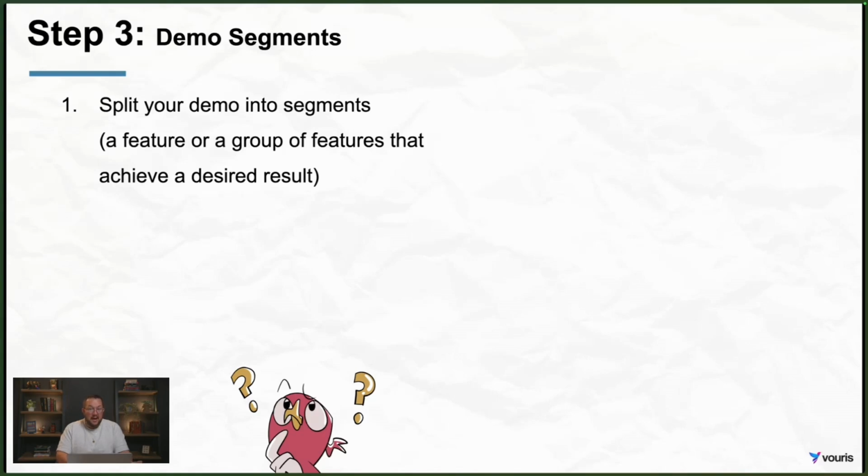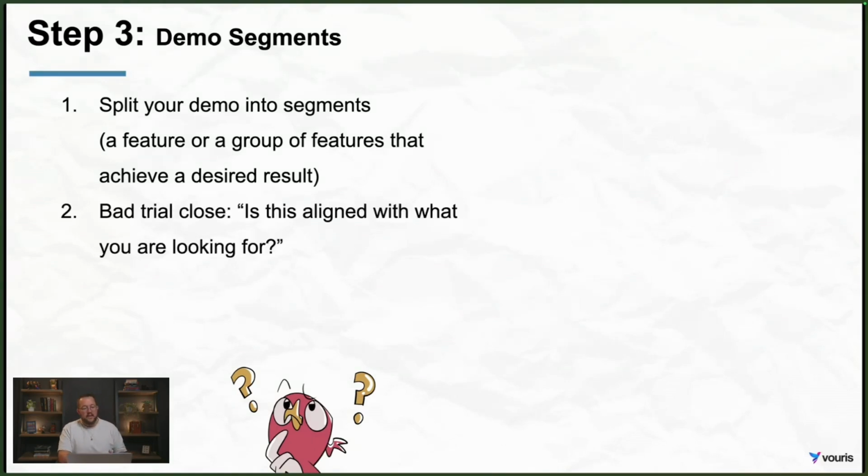If part of your product doesn't matter to them because they don't have that problem, why would we show it to them? Doesn't make sense. We don't need to, right? I want to make sure the segments matter. And it also allows us to control each segment of the call, and then we can measure how effective that segment is.